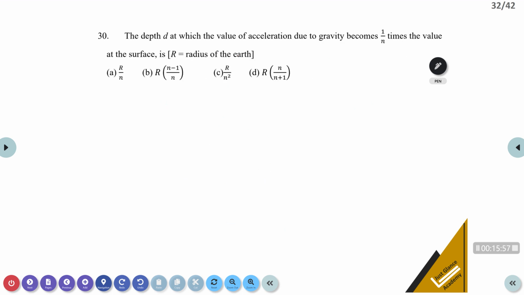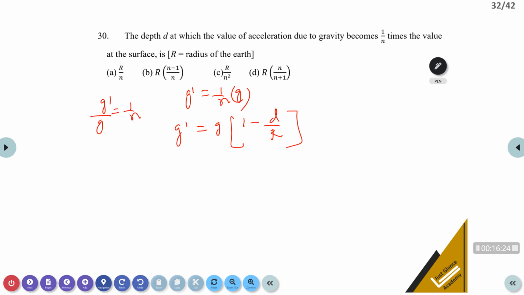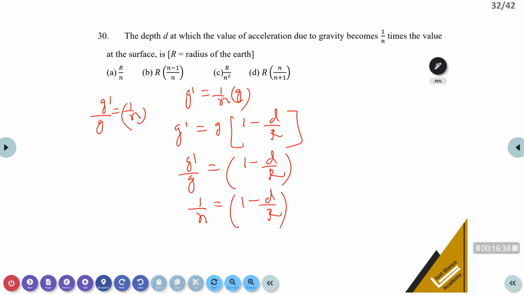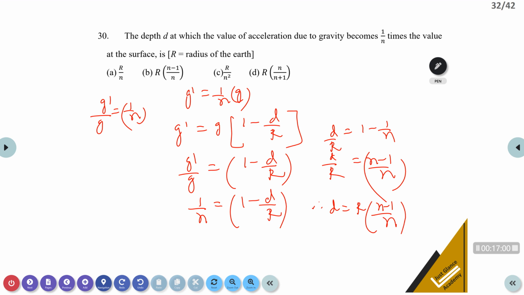Next. The depth d at which the value of acceleration due to gravity becomes 1 by n times the value at the surface, as given here. Okay, g dash equals 1 by n times of g. Use the equation: g dash equals g times 1 minus d divided by R. Here g dash by g equals 1 by n, so 1 by n equals 1 minus d by R. Then d by R equals 1 minus 1 by n, equals n minus 1 divided by n. This is d by R. Therefore, d equals R times n minus 1 divided by n. This is the right choice.